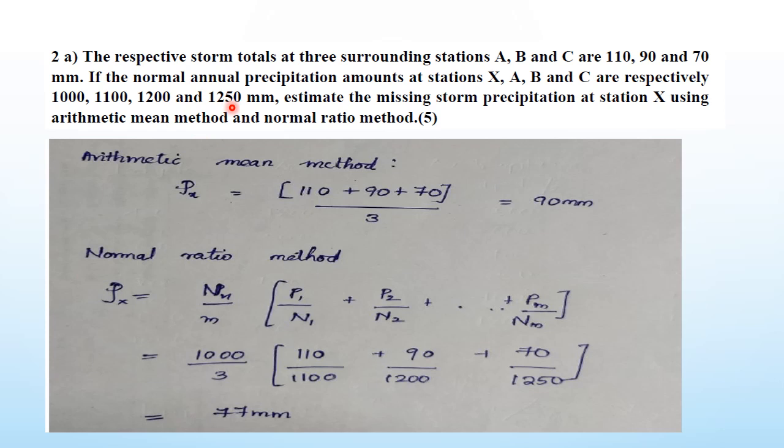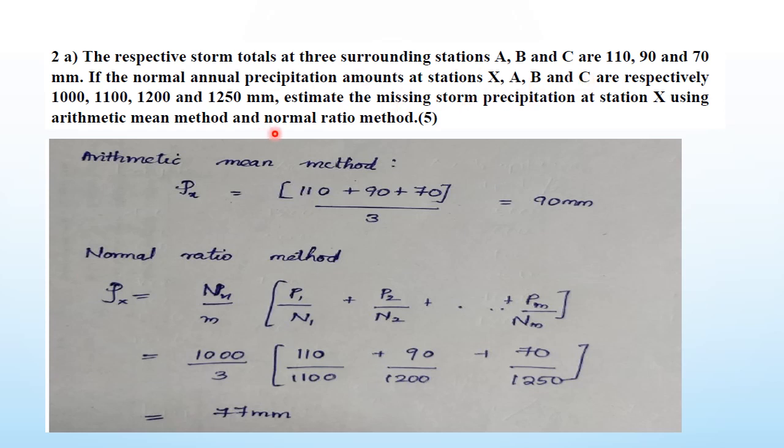The respective storm totals at three surrounding stations A, B, C are 110, 90 and 70. If the normal annual precipitation amounts at stations X, A, B, C are respectively 1000, 1100, 1200, 1250 mm, estimate the missing storm precipitation at station X. So the question is to find the missing storm precipitation at station X if the precipitation at A, B, C is known, and the annual precipitation of these four stations is given.